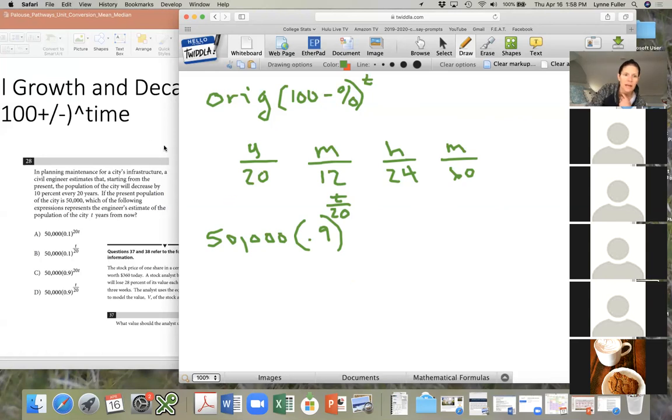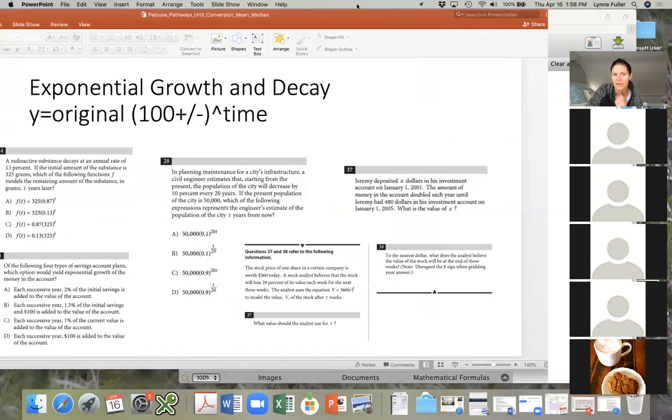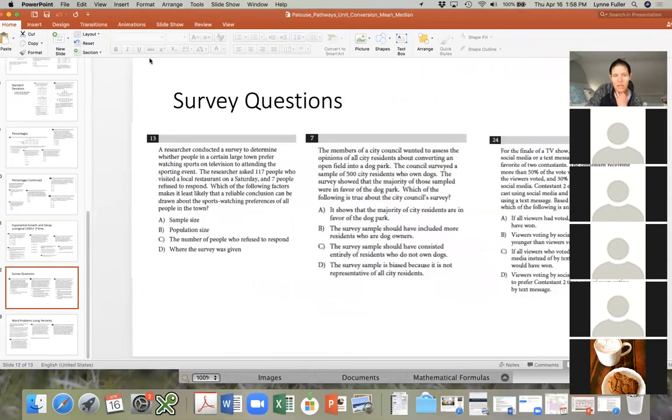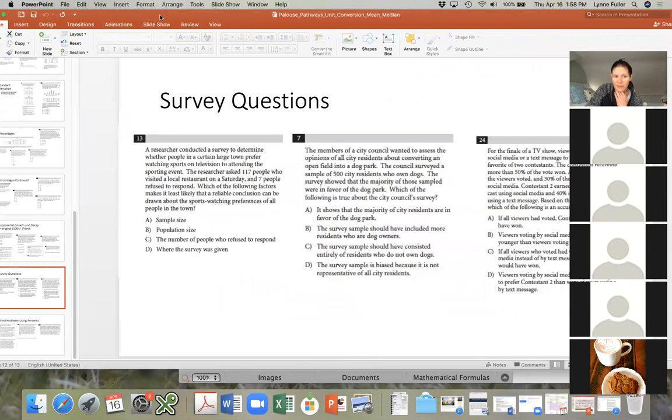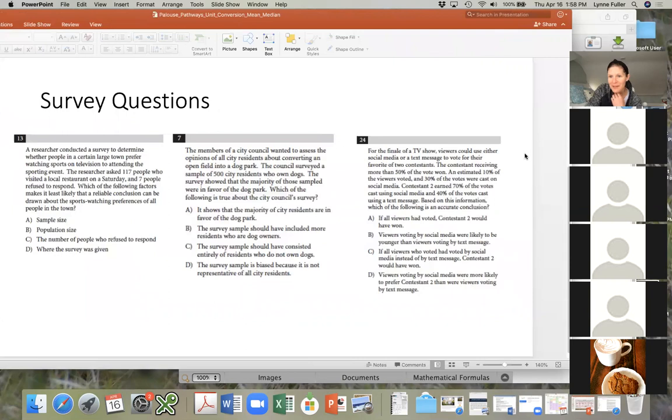So these are the kinds of exponential growth and decay questions that we'll see coming up. And there's a couple more there for you. The next would be survey questions. And these are kind of funny because survey questions are inherently flawed.